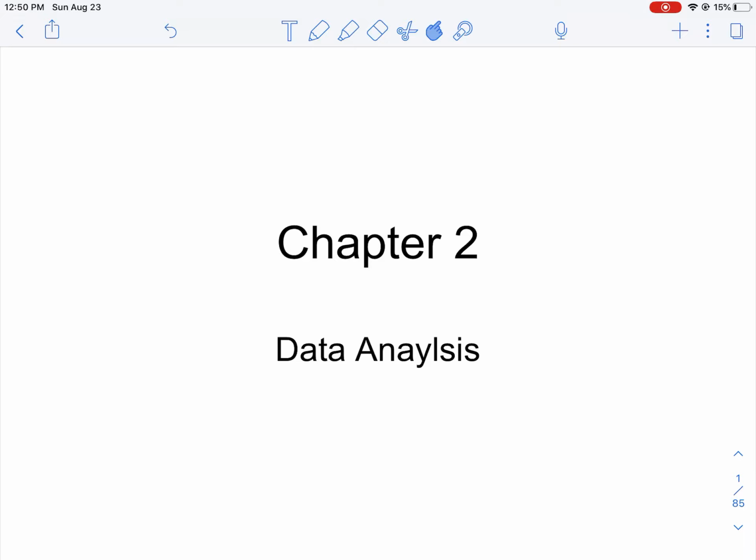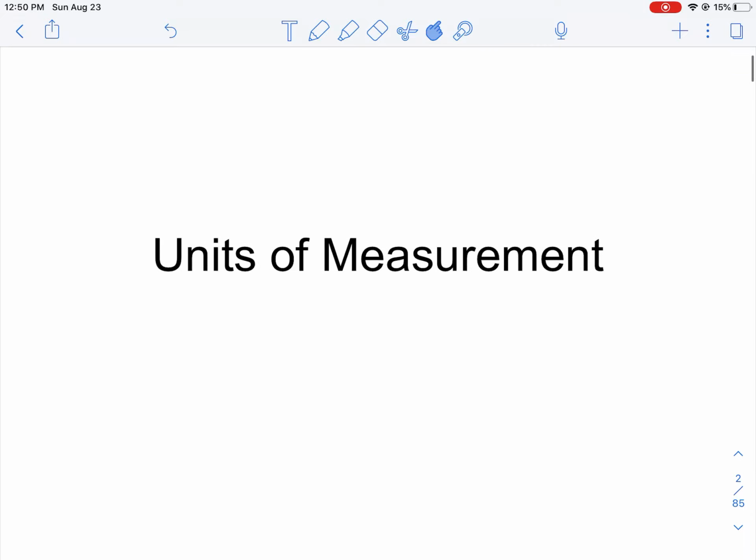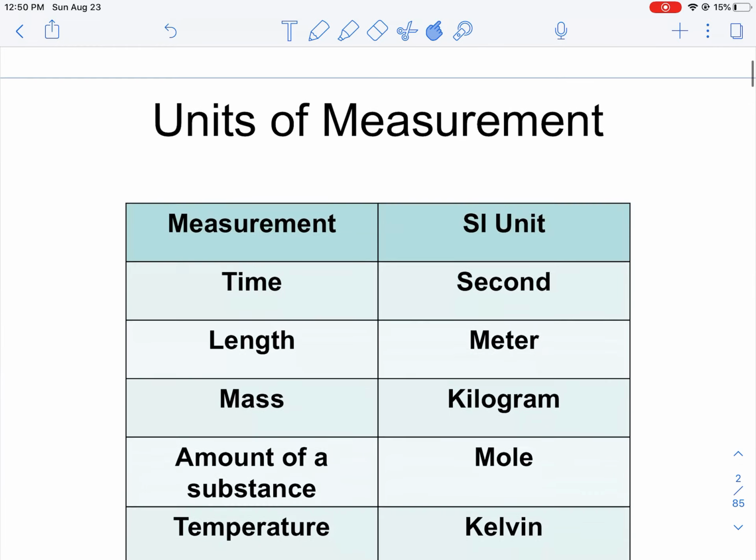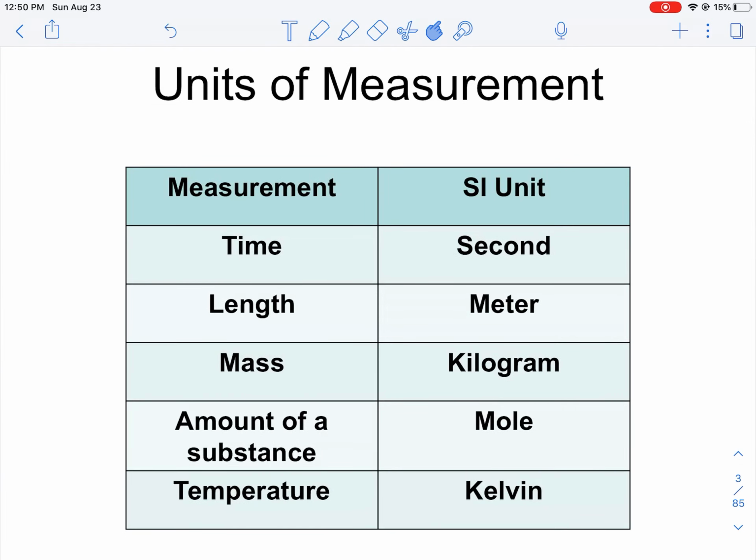Chapter 2 notes, data analysis, and units of measurement. All right, so what I'd like you to do with your note packets, I want you to fill out as we're going through the PowerPoint. This is a recording, so feel free to stop or fast forward me as you need.